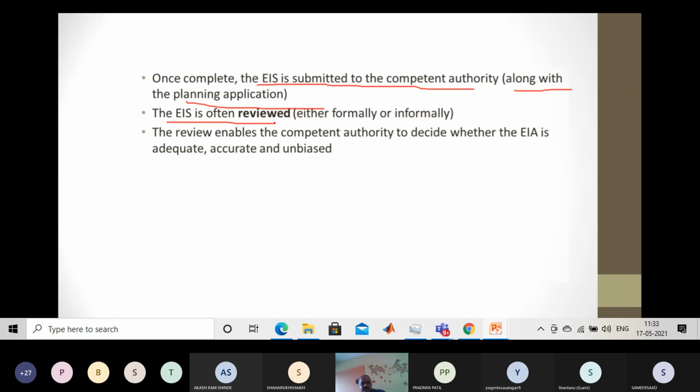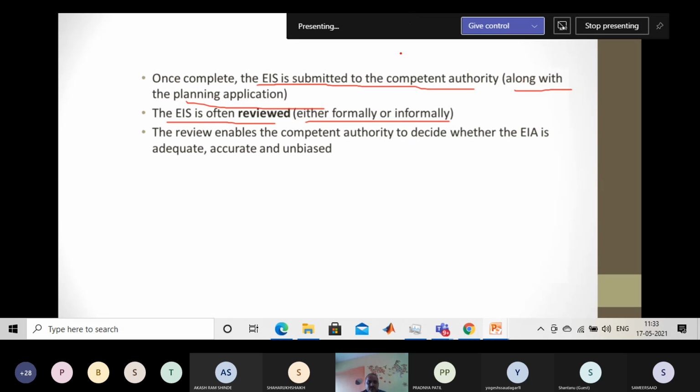The EIA is often reviewed either formally or informally. After submission, the authority gives some signals, some notification or some recommendation. You can review this part, you can change this part, so that either formally or informally it has to be reviewed so that the further process of sanction can be done properly.